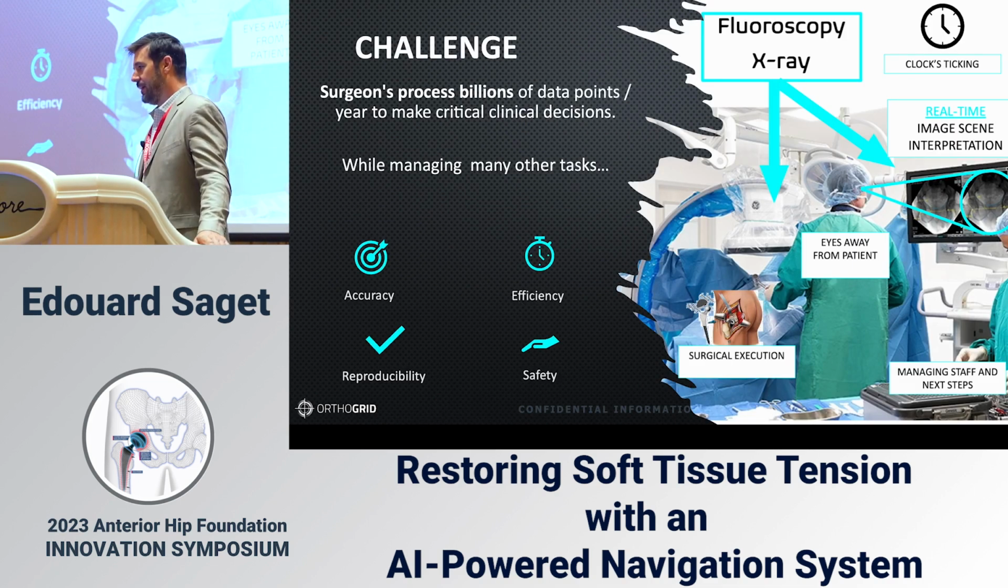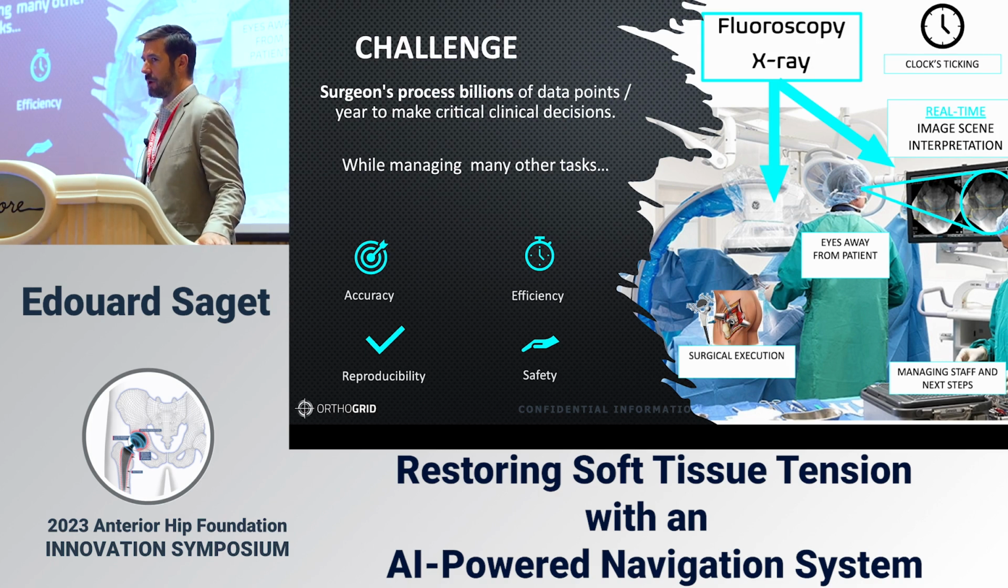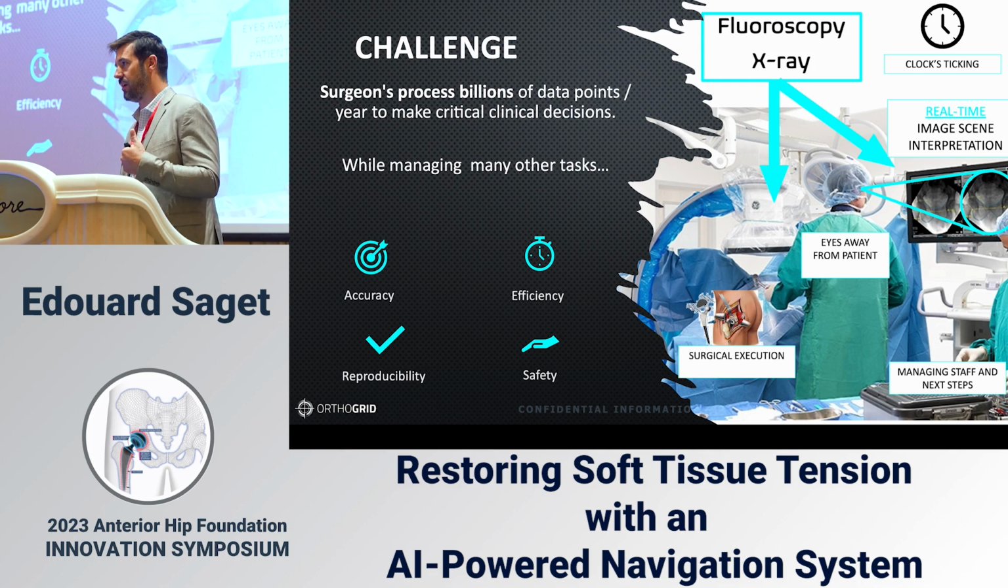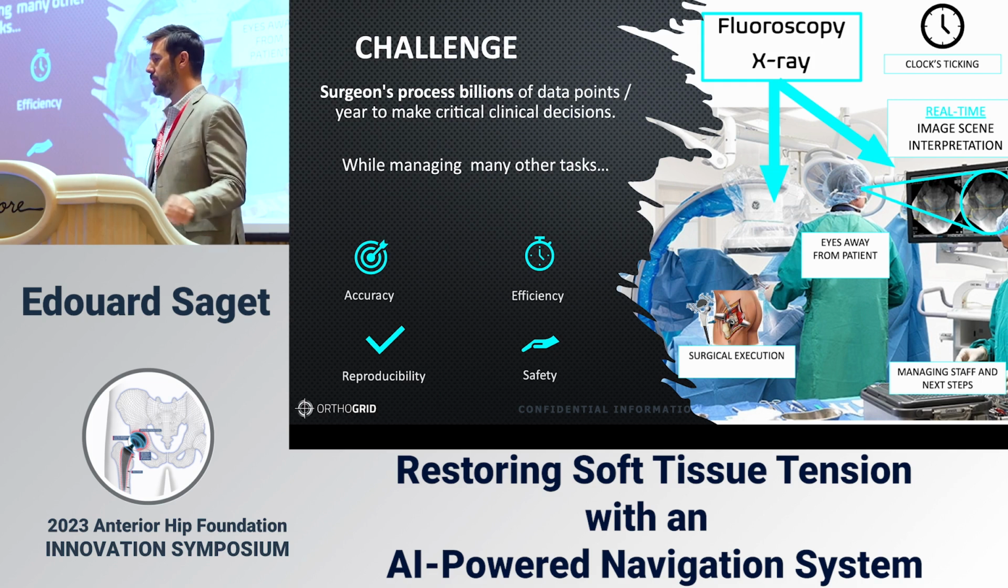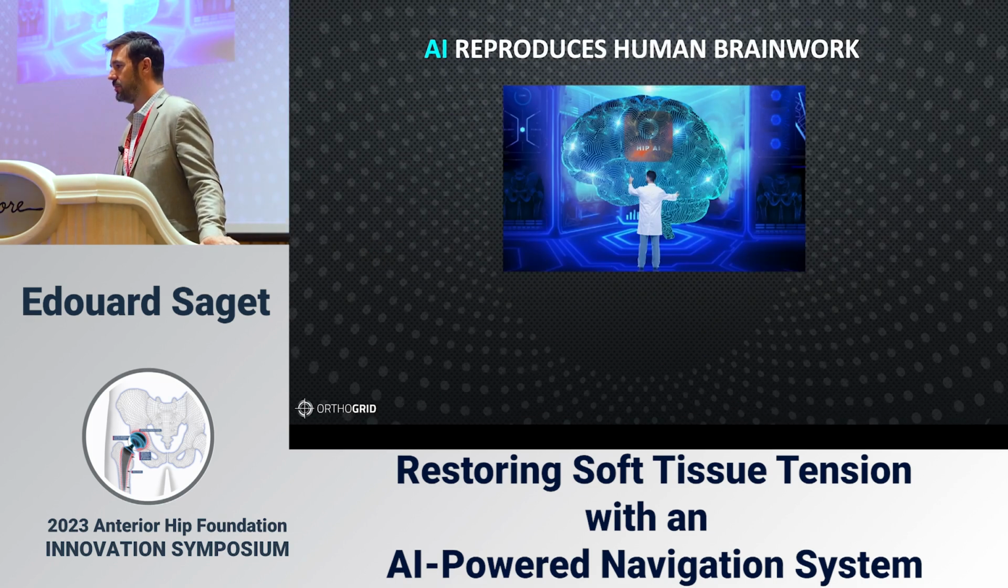We are fluoro-based for several reasons, but you guys have a lot of things going on in the operating room when you're using fluoro. And at the end of the day, you're still looking to get these four things at the bottom. So when we developed and designed technology, we focus on this: accuracy, efficiency, reproducibility, and safety as much as possible. One thing that we do specifically is we try to leverage AI to reproduce human brain work.